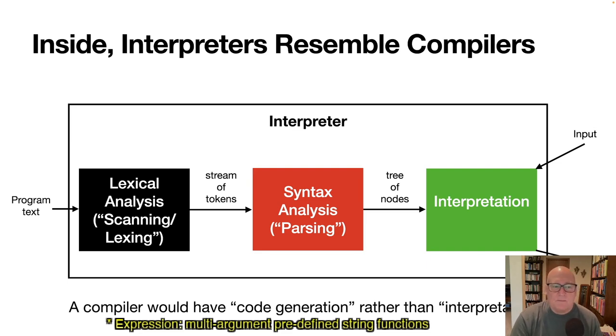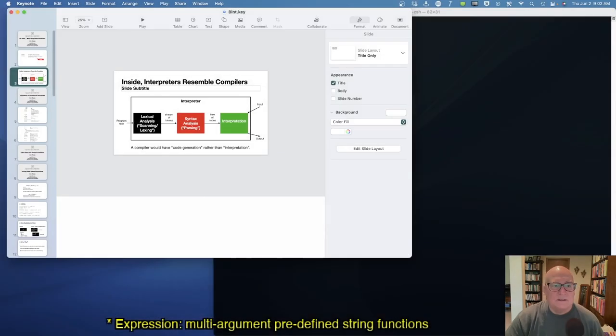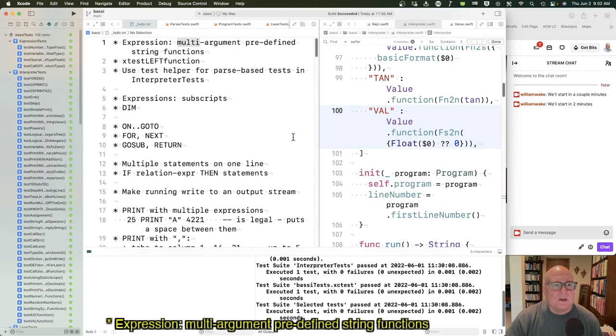But what it means is when we add a new feature, we always have to check: do we have a token for everything? Do we parse it? And then once we have the tree of nodes, do we know how to handle that node? All right. So multi-argument functions.